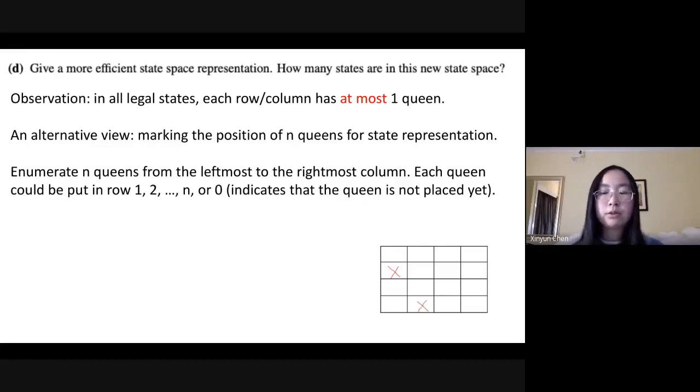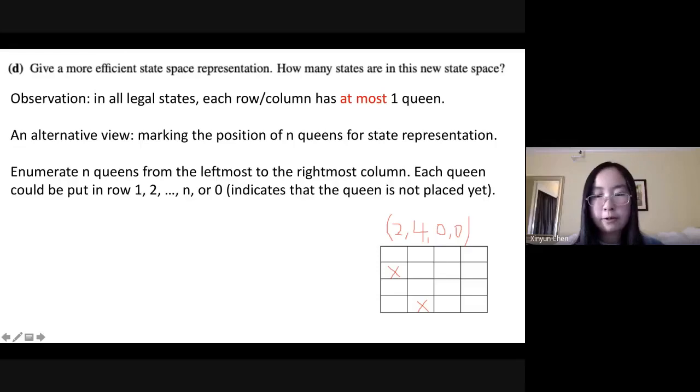But to design a state space, there is also one option of 0. So 0 means that we haven't put the current queen yet. For example, for the current state, we haven't put the third and the fourth queens yet, so they are marked as 0. So the state I have shown here could be represented as 2, 4, 0, 0. So this is a possible state according to this state representation.